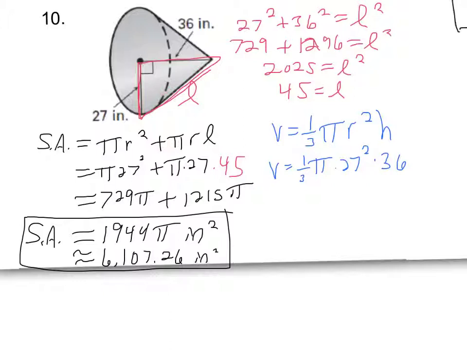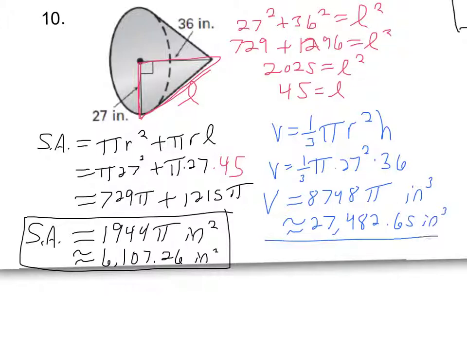So if I just type in the 1/3 27 squared times 36, that equals 8,748. And I have not typed in pi yet, so the pi is there. That is the exact volume. If you do multiply that out, you get 27,482.65 cubic inches.